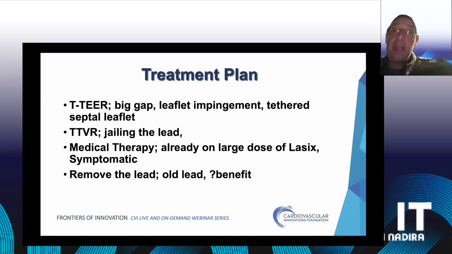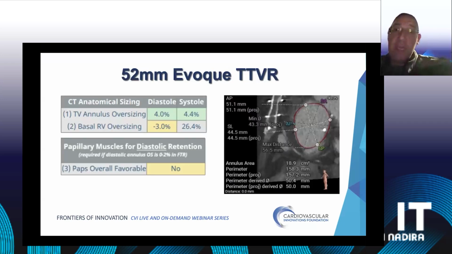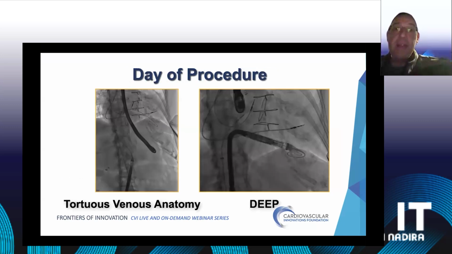And, as I said, the risk of removing the lead at 20 years in an 83-year-old with an STS of 10 was thought to be very high. Go next, please. So we sized it for an Evoke. We thought it was a 52 millimeter Evoke. Go next. And this is the procedure. So we go with the procedure.